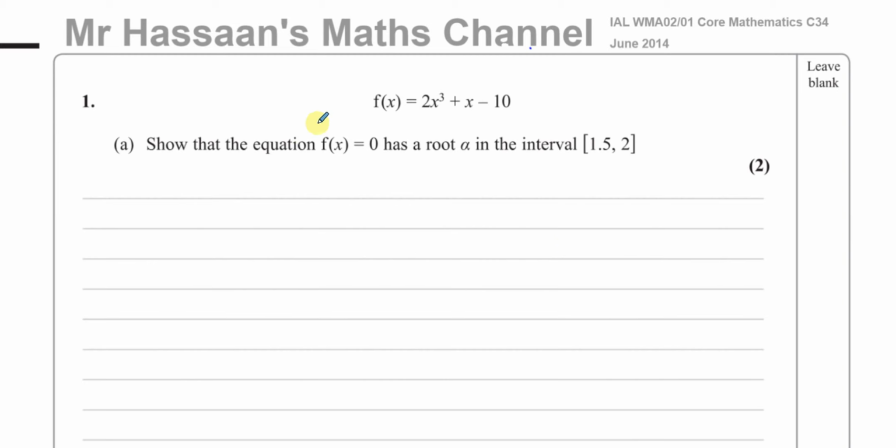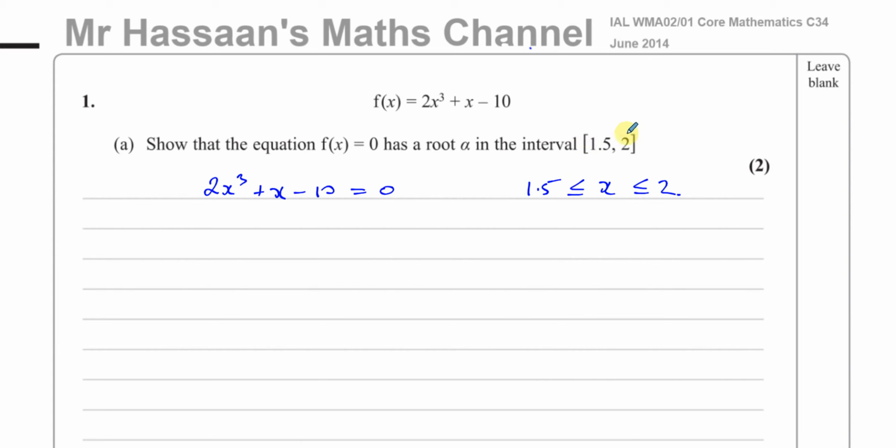Now here we have a function f of x equals 2x cubed plus x minus 10. They've told us to show that the equation f of x equals 0, so the equation 2x cubed plus x minus 10 equals 0, has a root alpha in the interval [1.5, 2]. Now what does this mean here? Well, this is not a coordinate of a point. This is an interval. This is interval notation. What it means is x is between 1.5 and 2.